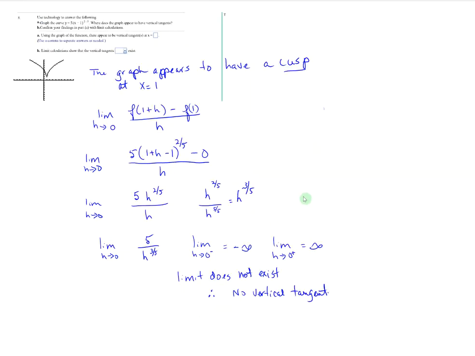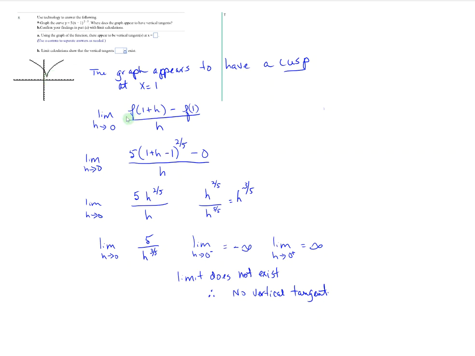All right, number 8. We're going to use our calculator here. Use technology to answer the following. Graph the curve y equals 5 times x minus 1 to the 2/5. Where does it appear to have vertical tangents? Confirm with limit calculations. So when we graph it, and I just did a screenshot of my emulator here, it appears to have a point here at x equals 1.